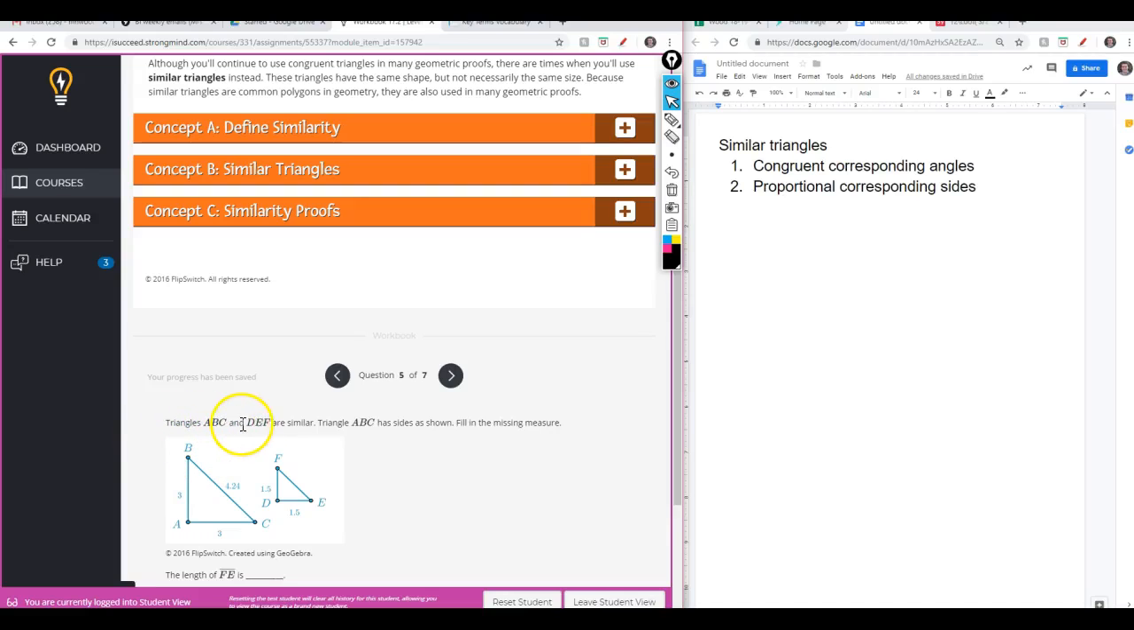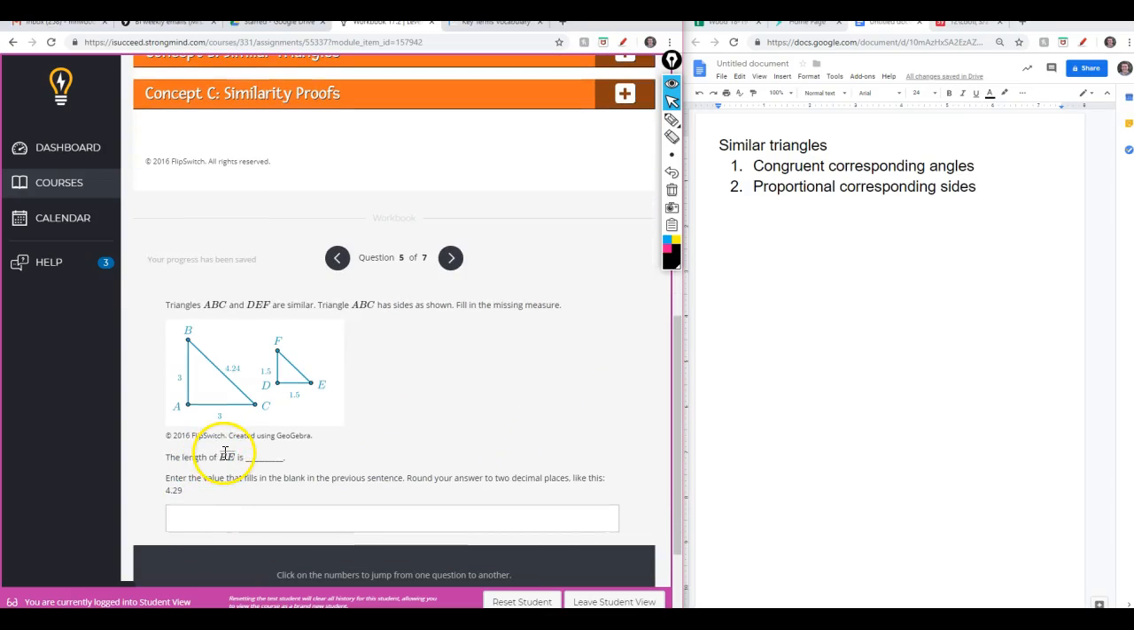Alright, triangles ABC and triangle DEF are similar. Triangle ABC has sides shown. Fill in the missing measure. The length of side FE is blank.